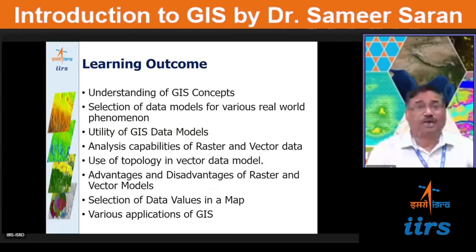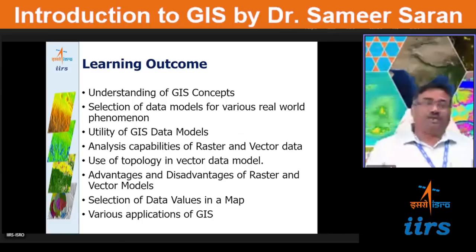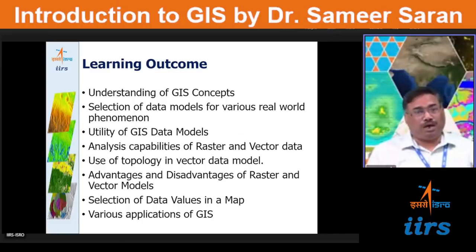If you look at the learning outcome, I think we have covered the understanding of GIS concepts. We have talked about the data models for capturing how you can capture real world information. What is the significance of these data models? What are the analysis capabilities of raster and vector data?